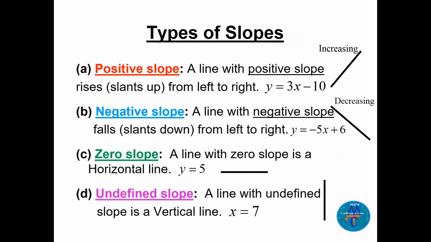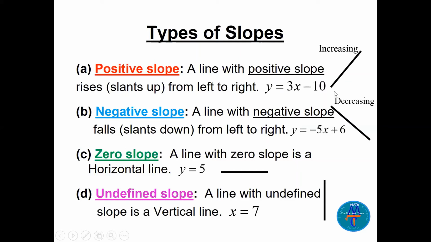Now, there are 4 types of slopes. We have an increasing line, so the slope is positive. Increasing, the slant is up from left to right, so the line is going up. So the slope here is positive, like this line here, y equals 3x minus 10. We will see this after a few minutes.